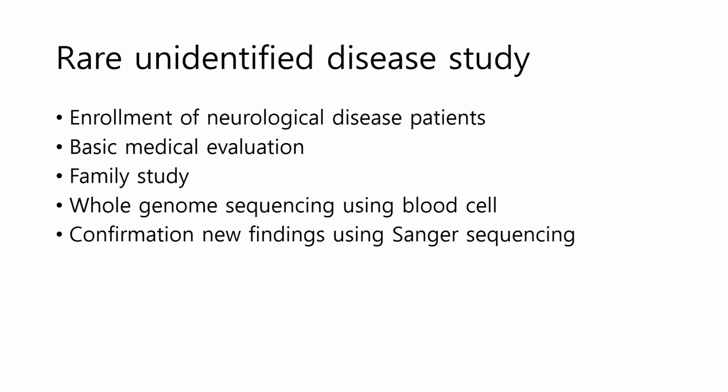This study was initiated by enrollment of neurological disease patients in an outpatient clinic, and a basic medical evaluation was performed, and a pedigree study was performed. Whole genome sequencing using blood cells was performed, targeting the patients and their family. And when we found new mutations, confirmation was done using Sanger sequencing.